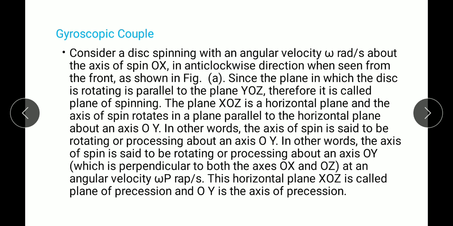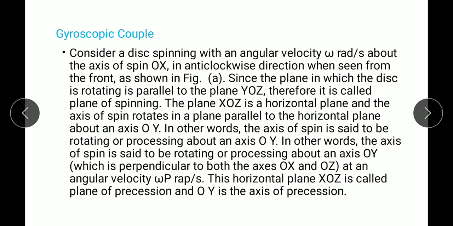Consider a disk spinning. Spinning is nothing but rotating with an angular velocity of ω. So generally, what are the units of angular velocity? Radians per second, about the axis of spin OX in the anti-clockwise direction when seen from the front, shown in figure A. Since the plane in which the disk is rotating is parallel to YOZ, it is called the plane of spinning. Plane of spinning means rotating.